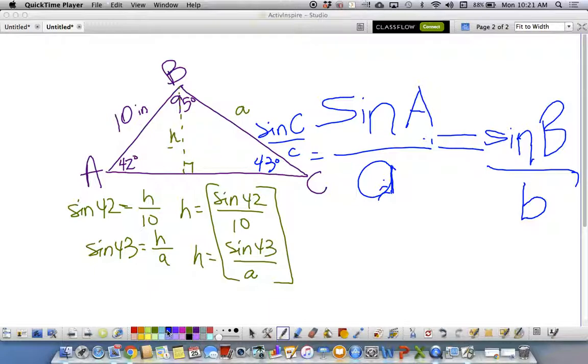So sine A over a equals sine B over b, or we could use sine C, which is sine 43 over 10. So sine 42 over A equals sine 43 over 10. So cross multiply, solve for A.